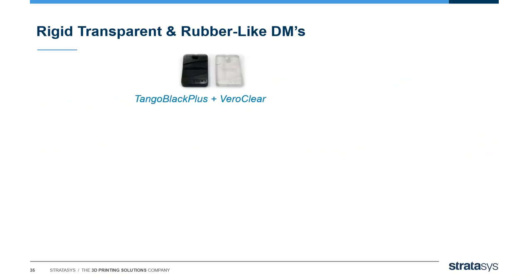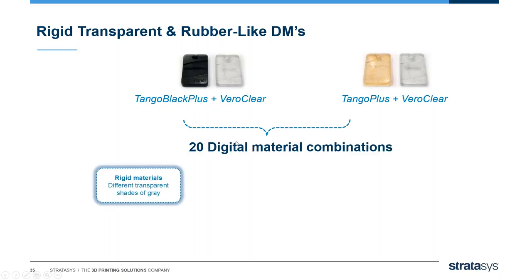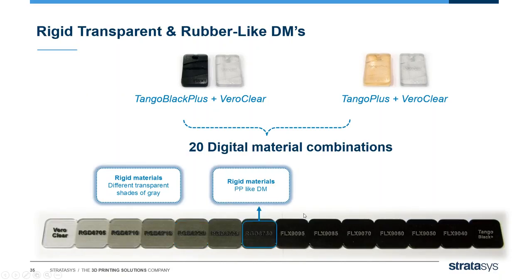Here we're talking about rigid, transparent and rubber-like DMs between Tango Black Plus and VeroClear, or Tango Plus and VeroClear. Both give us 20 digital materials in rigid and flexible DMs. You see VeroClear as a pure material, Tango Black Plus as the pure material, and in between you have these smoky, transparent, rigid parts, and then you have flexible parts because of the Tango Black Plus. They are all mostly black, or very, very deep black.